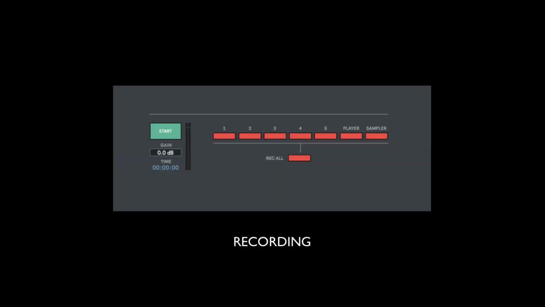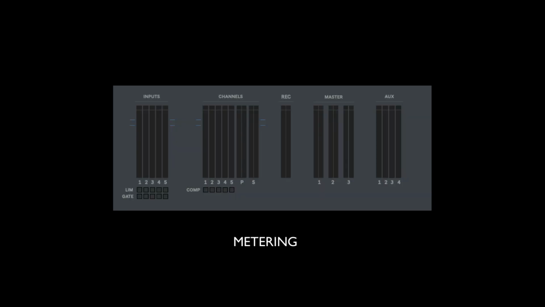The recording section allows recording the master output and each of the Podcaster input channels on individual tracks, so you can do any kind of audio editing later on if necessary. The metering section shows you the whole processing meters in one page for quick and easy monitoring at any time.